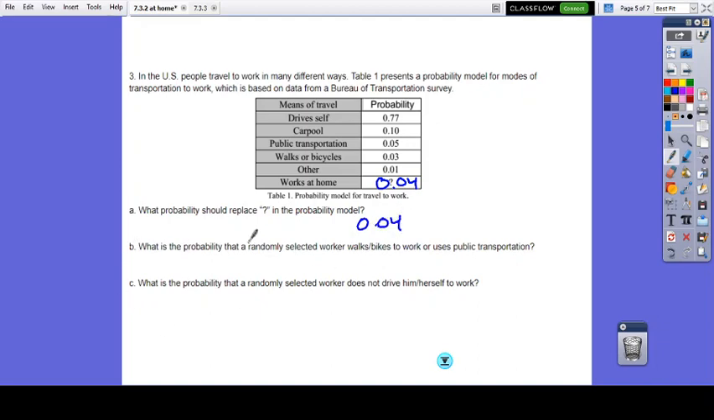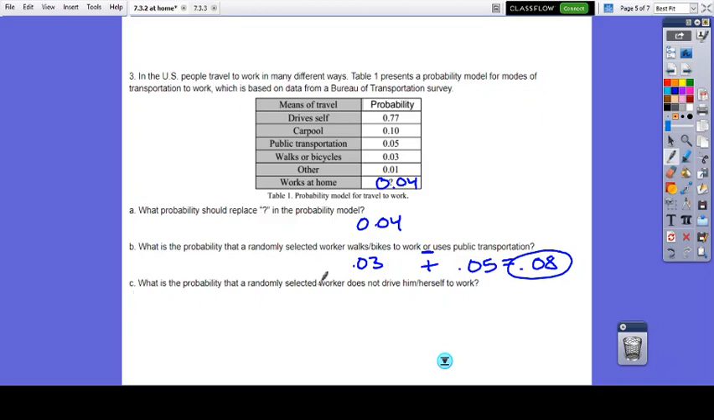What's the probability that a randomly selected worker walks or bikes to work or uses public transportation? So with this "or" right here, we're just putting these together. They walk or bike to work is 0.03, or uses public transportation is 0.05, and we're going to add those together, get 0.08. So an 8% chance that they bike or walk to work. Realize there is no overlap of those, and so that's why I don't have to subtract in this one.